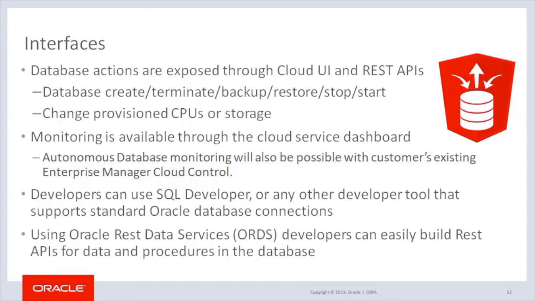Because a lot of database applications are part of a much larger ecosystem, controlled through scripting or other tools, Autonomous Database provides REST APIs to perform any supported operation. For example, database creation, termination, backup, restore, start and stop, or scaling CPUs or storage can be performed either through the user interface or the REST APIs. We will be discussing both of these in more detail in future modules.